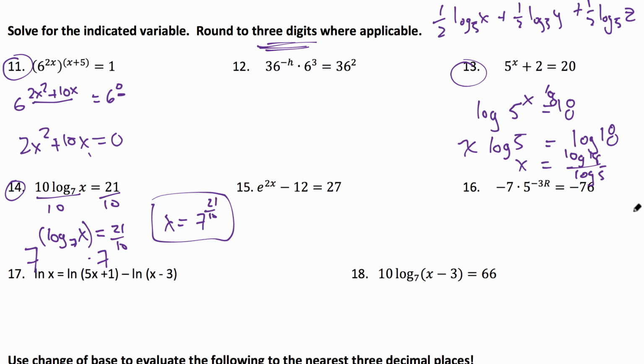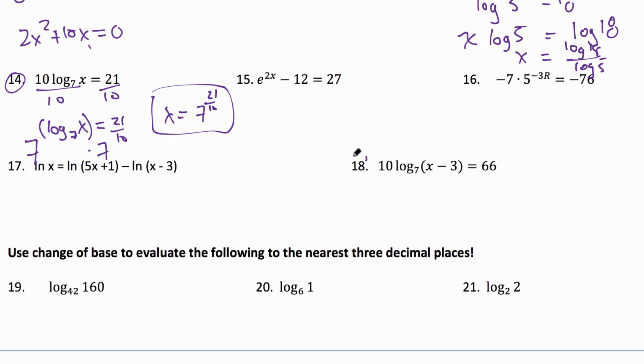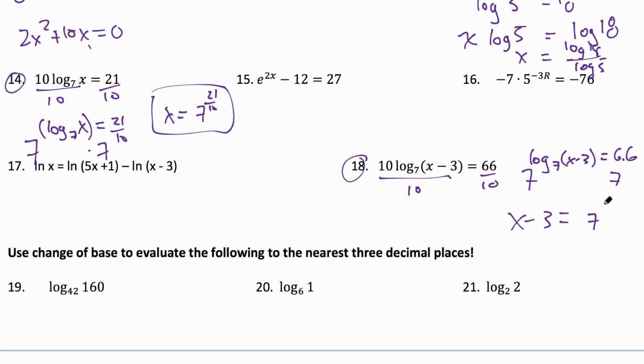Other than that, they're all pretty similar. Let's come down here to number 18. Divide both sides by 10. What do we get here? We're going to get the log, a lot of base 7 today, of x minus 3 equals 6.6. So the exponent I use on 7 to get x minus 3 is 6.6. If you raise both as a power on 7, you're going to get x minus 3 equals 7 to the 6.6. I think from there you can figure it out.